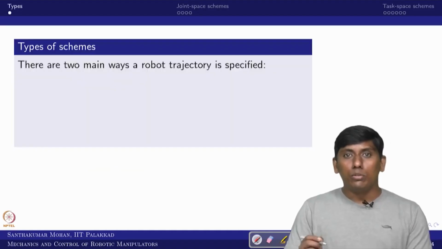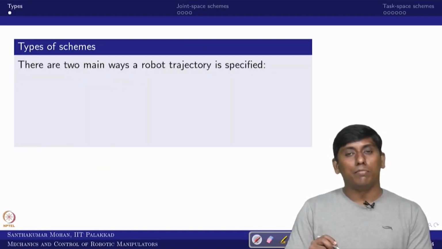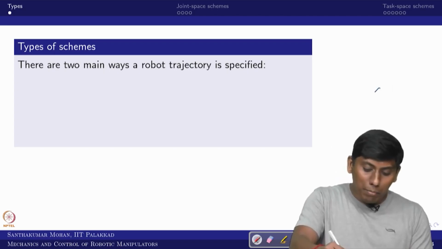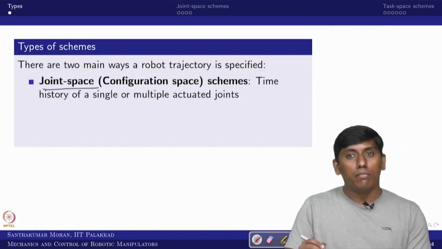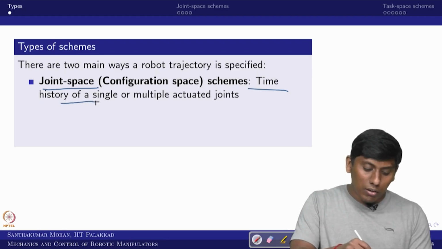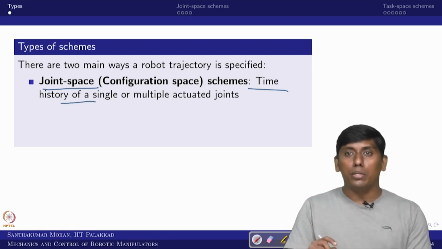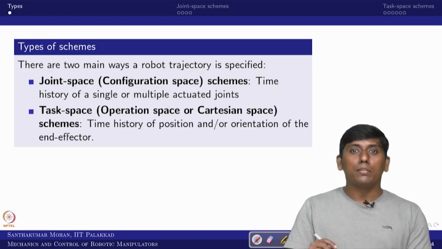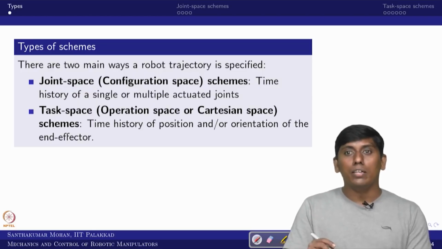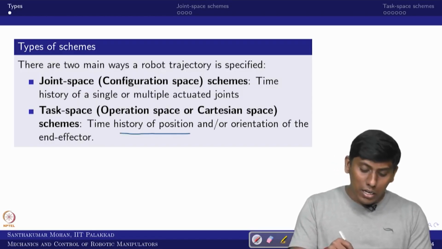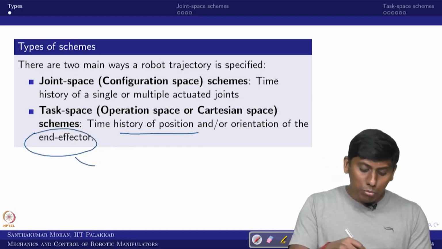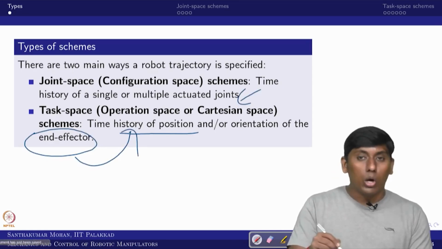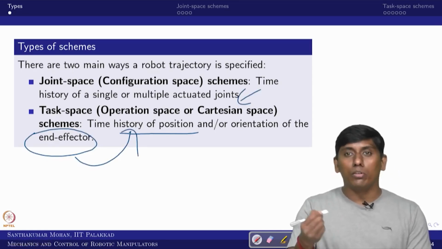I already said there are two main ways a robot trajectory is specified. We are specifically talking about the manipulator, so this is all related to the manipulator case. We can call them joint space or configuration space schemes, where we specify the time history of a single or multiple actuated joints. Whereas in the task space or operational space, or some people even call it Cartesian space schemes, we specify the time history of the position and or orientation of the end effector. This is what we call the end effector trajectory, and this is what we call the joint space trajectory, or you can say joint position, velocity and acceleration.